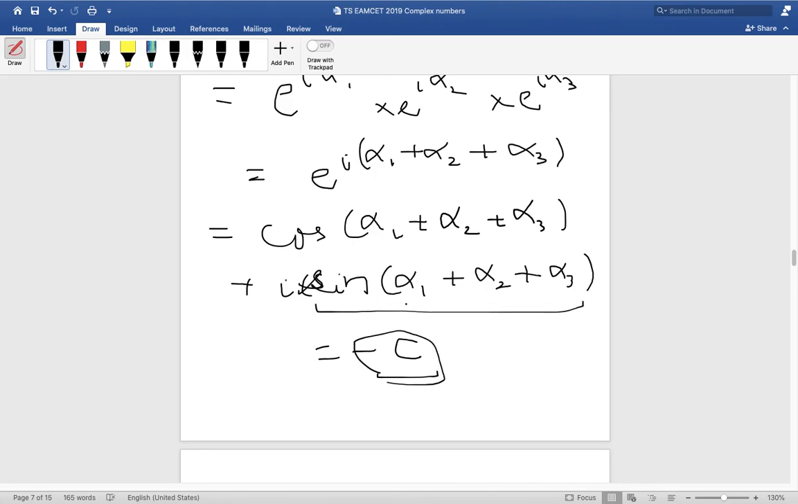So when is the sine 0? At 0 or at pi or at 2 pi? Just for the sake of simplicity, we will stick with 0. So alpha 1 plus alpha 2 plus alpha 3 should be 0.